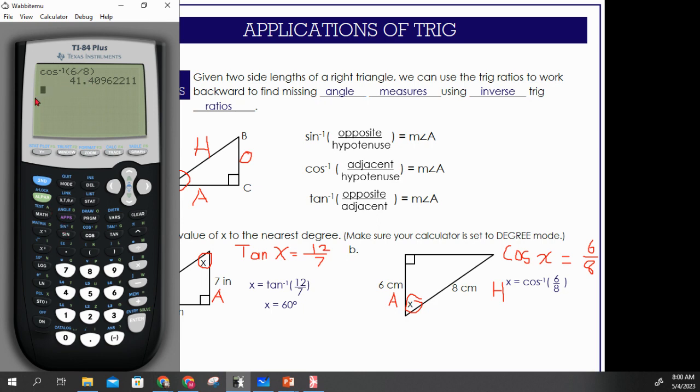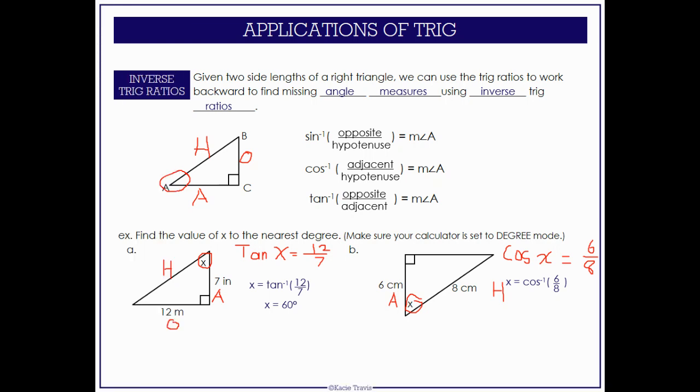Now, let's check this angle that we got here real quick before we move on. So let's run the cosine of our answer. This is 0.75. If you take 6 divided by 8, you also get 0.75. So our answer is correct here. Okay, so our angle is 41 degrees.